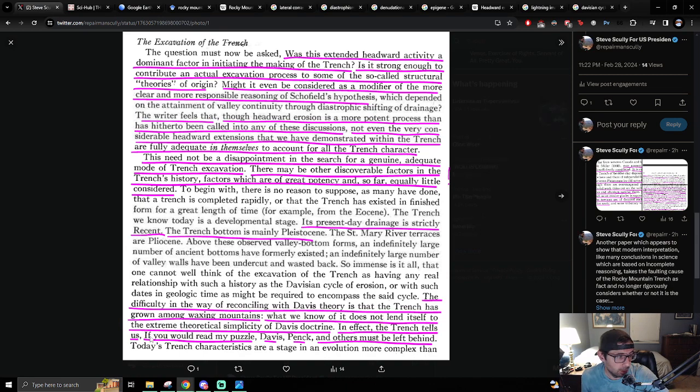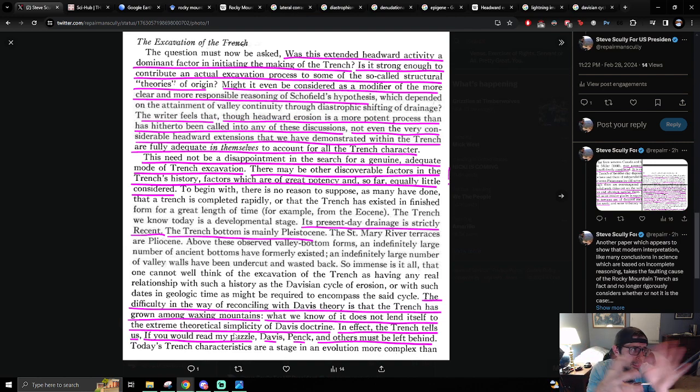In effect, the trench tells us, if you would read my puzzle, says the trench, Davis, Penck, and others must be left behind. It's not that simple, although it is simple. We've got to account for other things that it's not accounting for. That is in a purely uniformitarianism, as simple as possible in describing this one thing without really accounting for the actuality of the situation, but not actually simple because it's wrong.